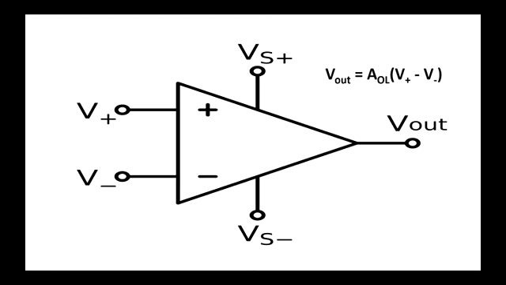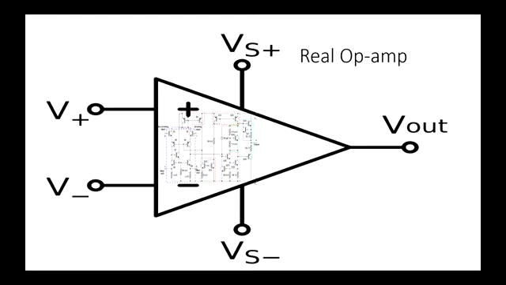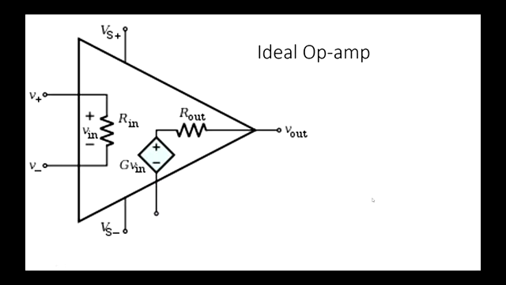Here, AOL is the open loop gain of the amplifier. Open loop meaning there is no feedback going from V out to any of the V plus or V minus. All real op-amps have a much more complicated circuit within them, full of transistors, resistors, and capacitors. But we don't need to worry about any of that for our case. We will assume that we are using the ideal op-amp, and these are the assumptions we make.